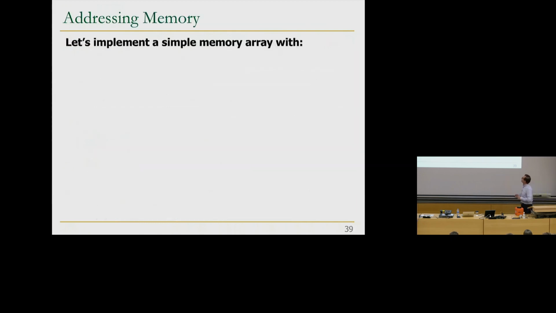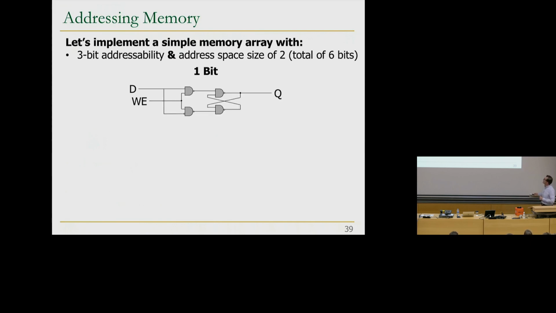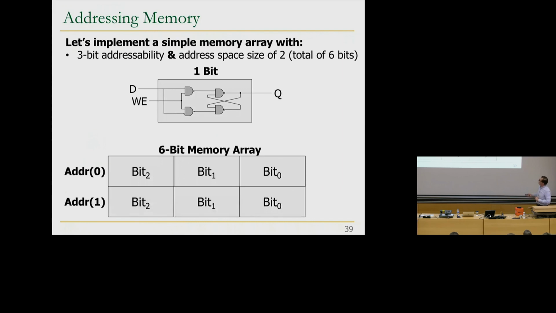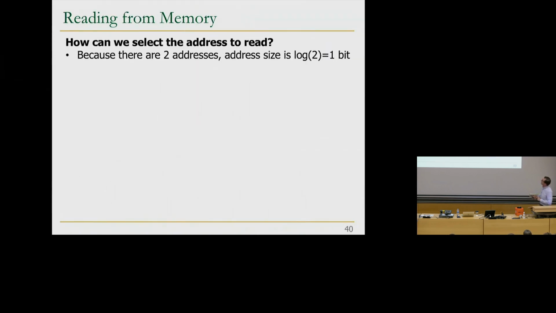So how do we address memory? Let's implement a simple memory array with 3-bit addressability and an address space size of 2. Basically, we have a total of 6 bits. This is our 1 bit; we're going to use the D latch again. Basically, this is what it will look like, because we have an address space of 2, and we have 3 bits in each location. So we have a 6-bit memory array. How does it look? First of all, how can we select the address to read? Because there are 2 addresses, the address size is only 1 bit.